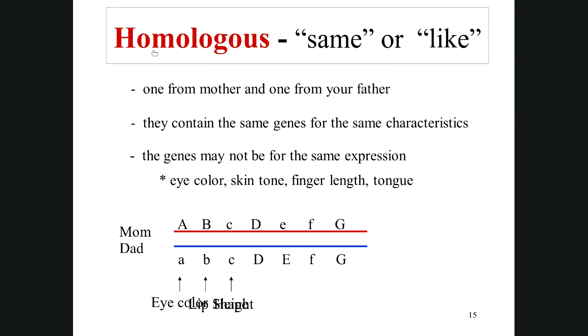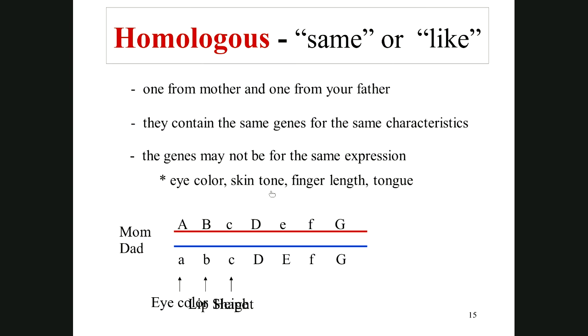So it says they contain the same genes for the same characteristics, although the genes may not be for the same expression of that characteristic. And some examples are eye color. There are different eye colors. So there's a gene for eye color, and A was for eye color, and you can see that mom has a large A for her eye color, and dad has a small a for his contribution. And so the offspring will have a particular eye color. It could be mom's or dad's or a blend.